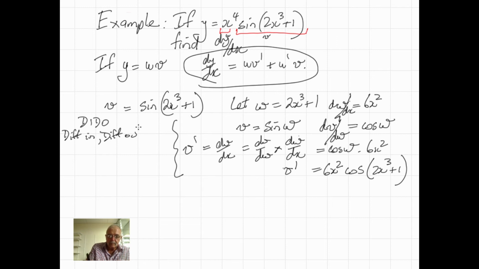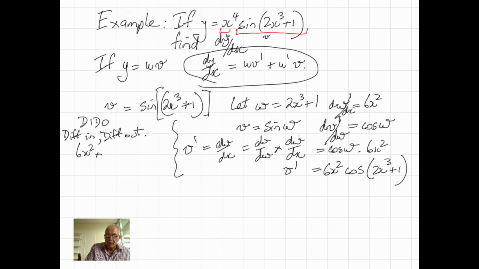What do we mean by diff in? Diff in is what's inside the brackets, or underneath a square root if there's a radical sign in there. So when we diff in, we find the derivative of this bit here. The derivative of that is 6x squared. Diff in times diff out.